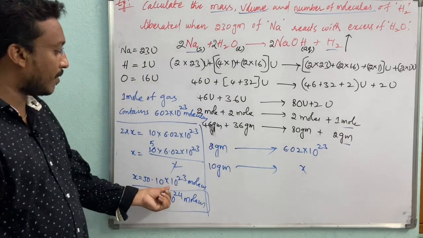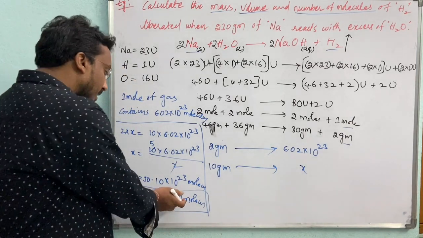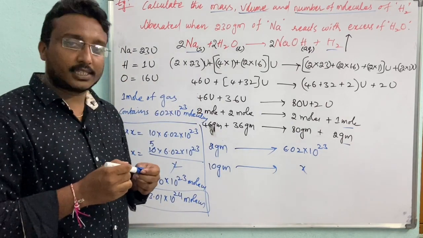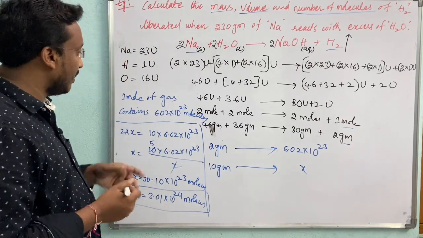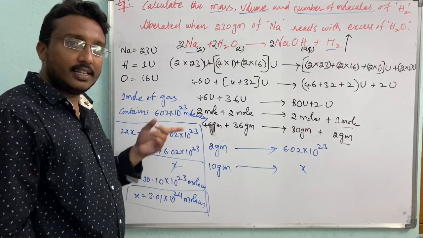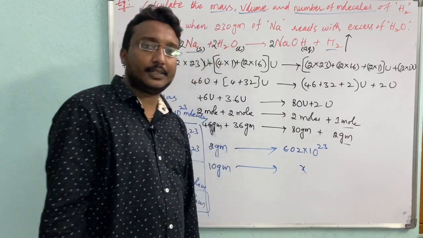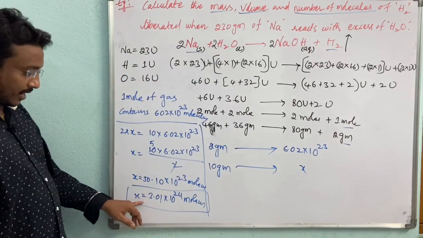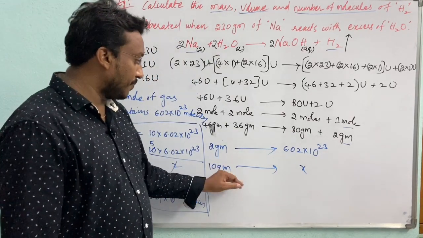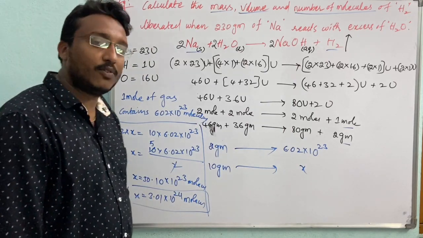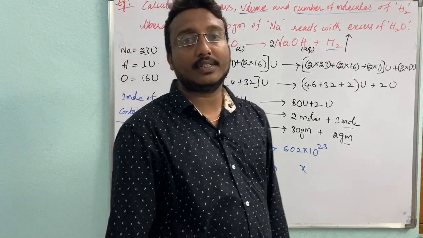Here you know that if the decimal point moves to the left, the exponent will increase. You have already learned this mathematics concept in lower classes, and you know that this value is constant. This is called Avogadro's number. You have already learned it in 8th and 9th standards, right? So 10 grams of hydrogen contains 3.01 into 10 to the power of 24 molecules.